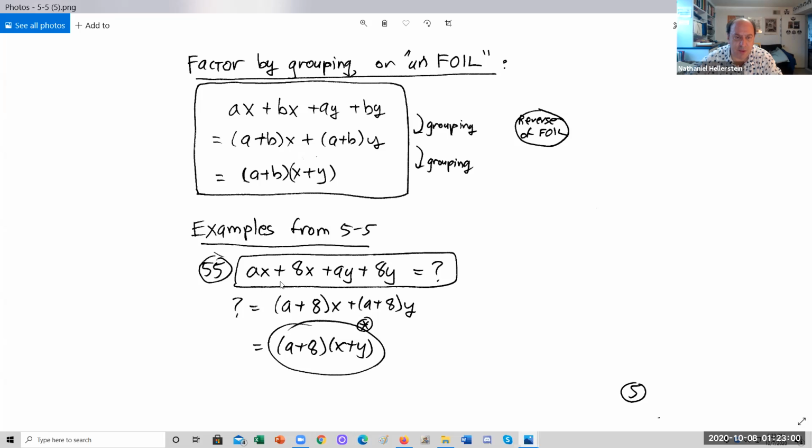So here's some examples. ax plus 8x plus ay plus 8y. Well, obviously these 2 terms have a common factor of x, out it comes, times an a plus 8. ay plus 8y have a common factor of y, pull that out, left with a plus 8. And okay, here we have an a plus 8 in common. We pull that out and are left with x plus y. So a plus 8 times x plus y.